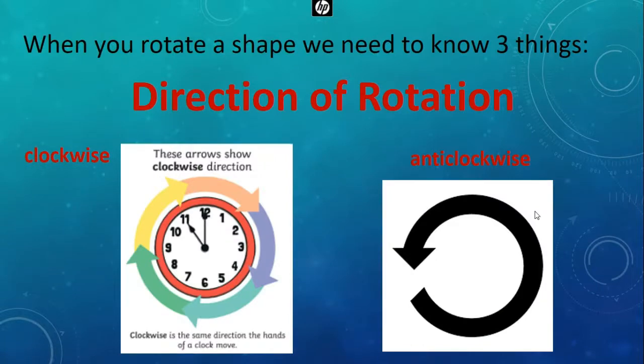Now when you rotate a shape for maths, we need to know three things. The first thing is the direction of the rotation. The direction of the rotation could be either clockwise or anti-clockwise. Clockwise, as in diagram 1, is the direction that the hands move on a clock. So if you follow those arrows, that is clockwise. Anti-clockwise is the opposite way. So this black arrow here is moving in an anti-clockwise direction.